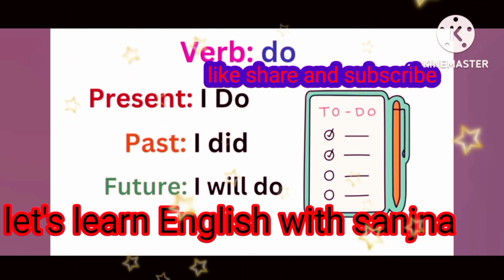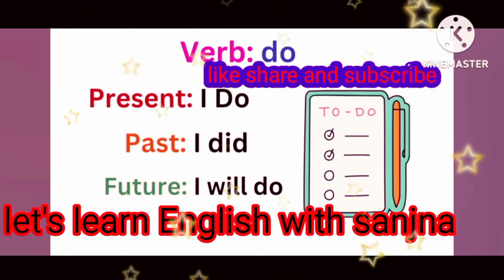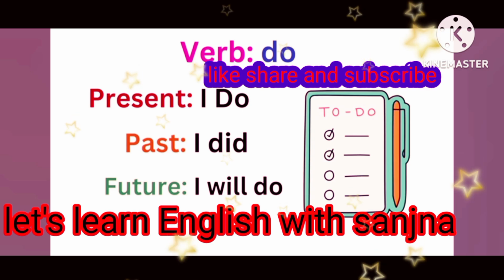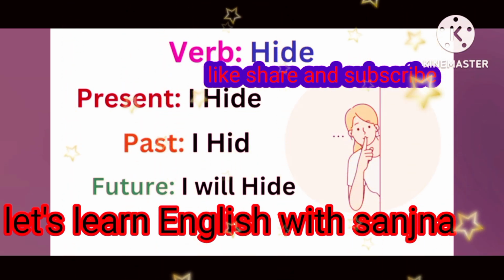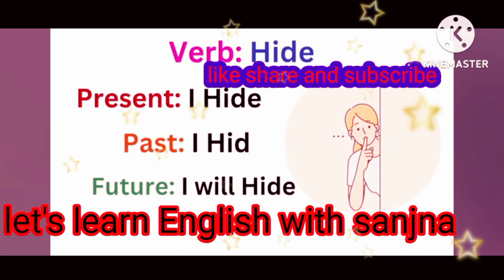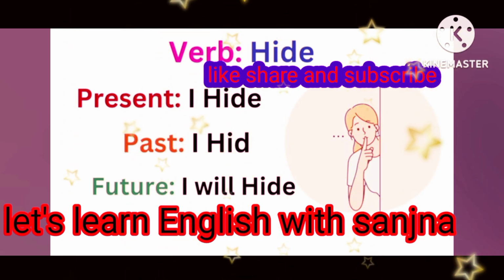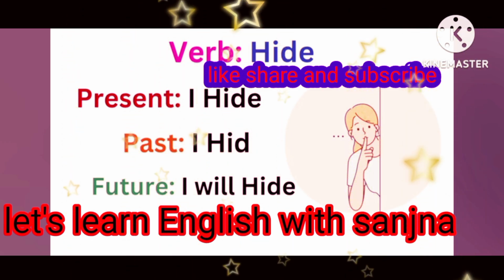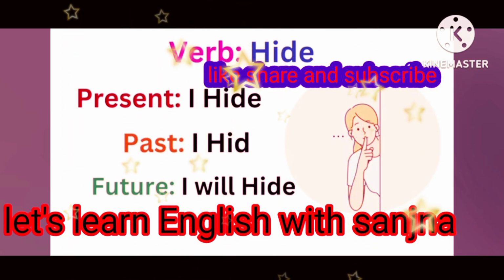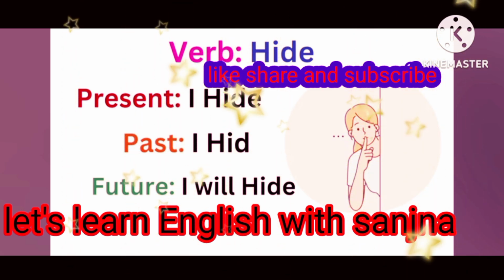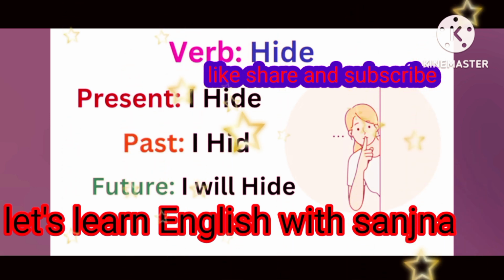Do. Present I do, past I did, future I will do. Next is hide. Present I hide, past I hid, future I will hide. So friends, this was the short video for your English speaking practice.